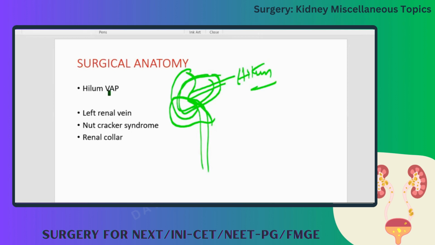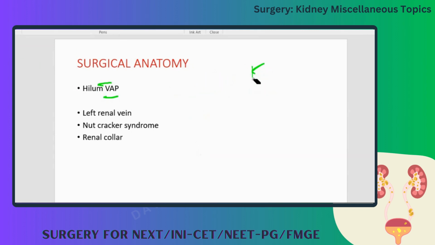So here the anatomy is important. Vein is anterior. Then comes artery. Then comes pelvis. VAP: vein, artery, pelvis. This is about the anatomy part. Remember, anterior is vein, then comes artery, then comes pelvis.